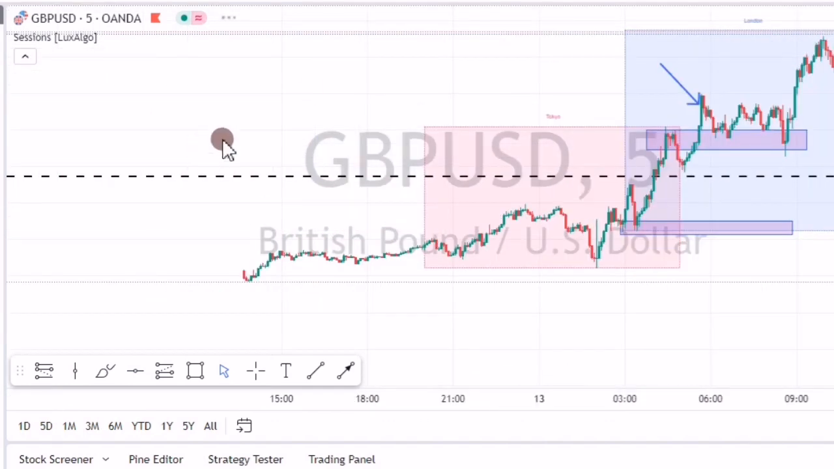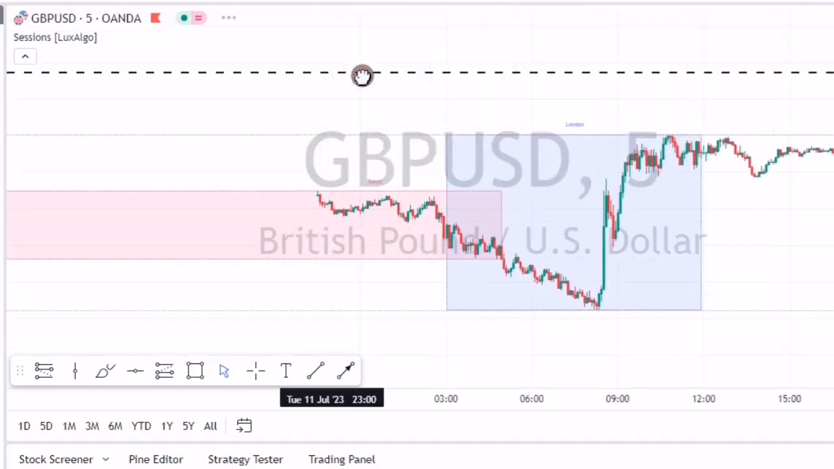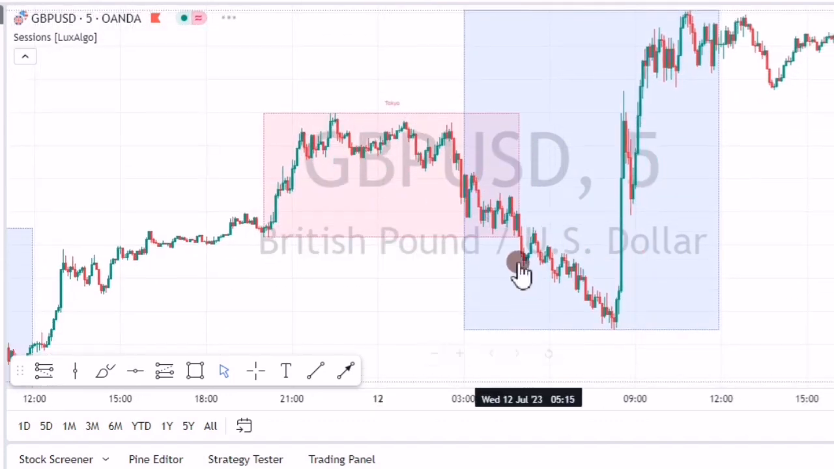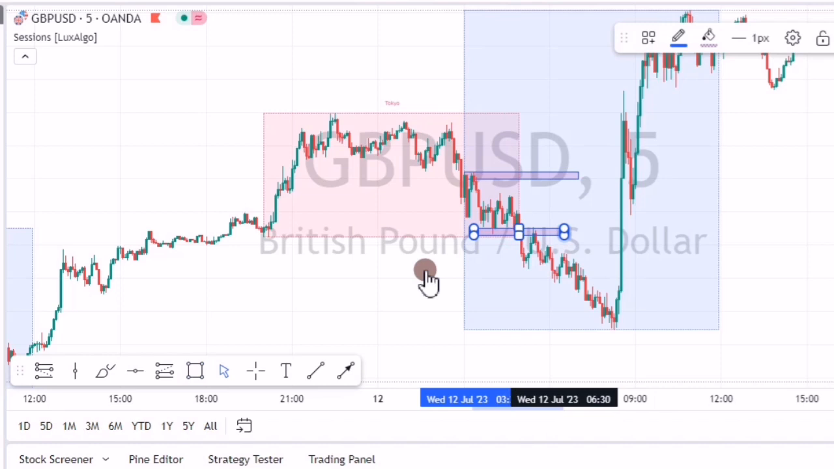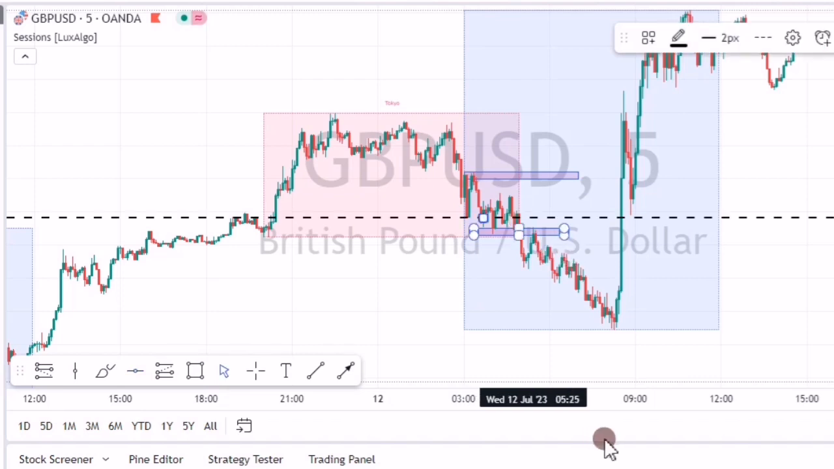Maybe I can take one last example. This is another example. It says Tokyo plus London breakout, higher or lower key level breakout. The highest point inside of Tokyo and London was that, and the lowest point inside of Tokyo and London was that. So the breakout was on the lower side. Stop loss should be above the lower key level.